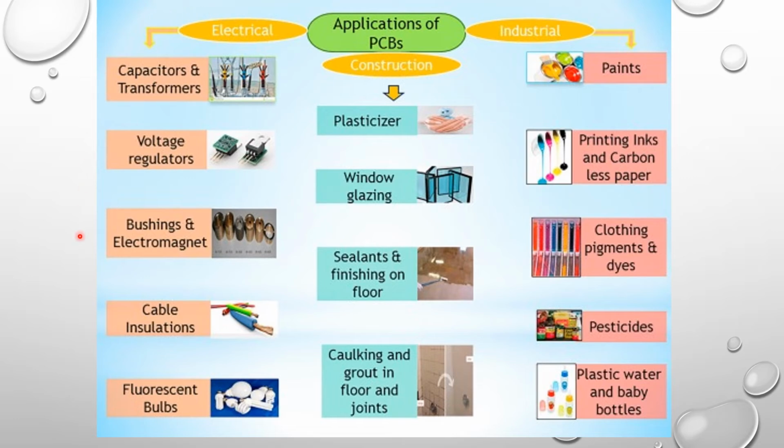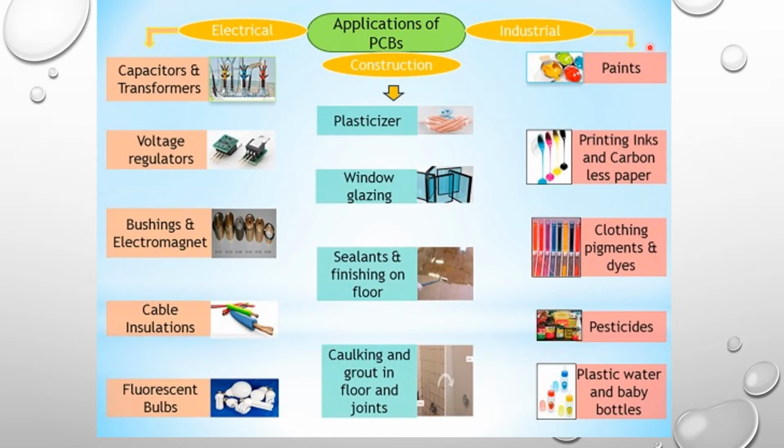Well, they're still found in a lot of our electrical parts, like capacitors, transformers, and a lot of these old cable insulators. They still have especially PCBs in them, not DDTs, the PCBs. And then construction, any of those softer plastics, they use PCBs in order to make the plastic softer. Any kind of glaze that they've put on windows includes PCBs. And then any kind of sealant they put on floors, any kind of caulk or grout, if it doesn't say PCB free, it probably is not PCB free.